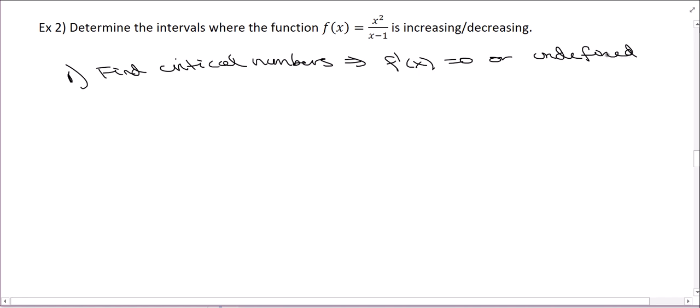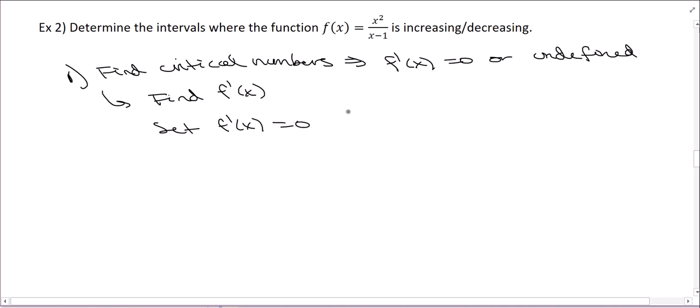Whenever you have fractions, that means the derivative is 0 when the numerator is 0 and the derivative is undefined when the denominator is 0, right? Because when you have a fraction, the denominator can't be 0. So find critical numbers. And how do you do this? You find f prime and then set f prime equal to 0.